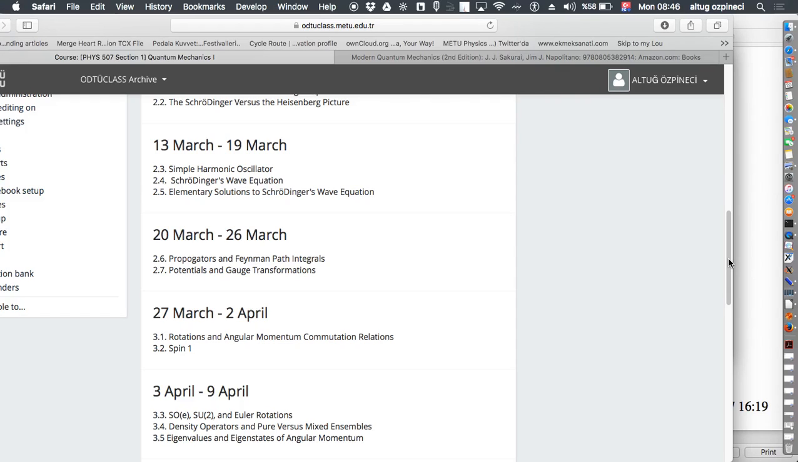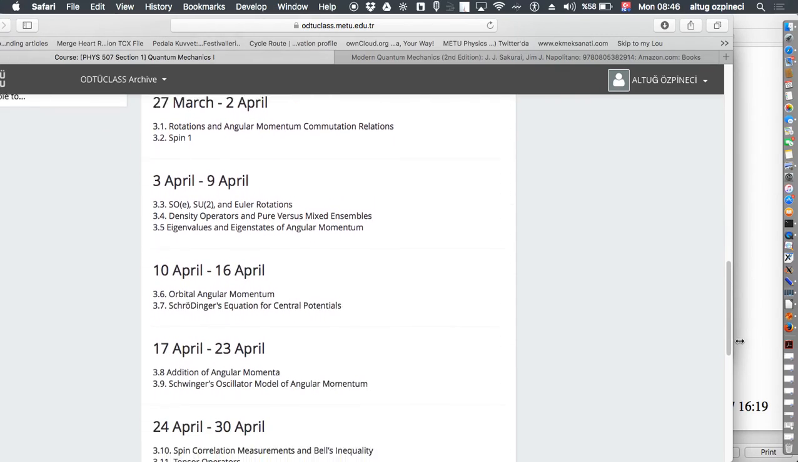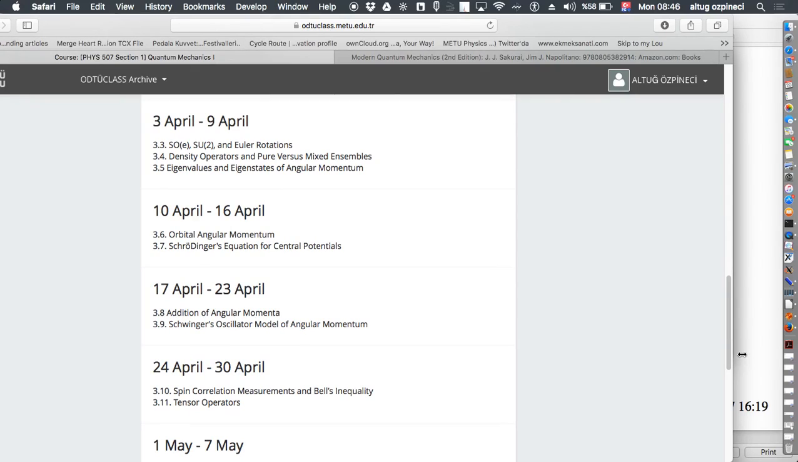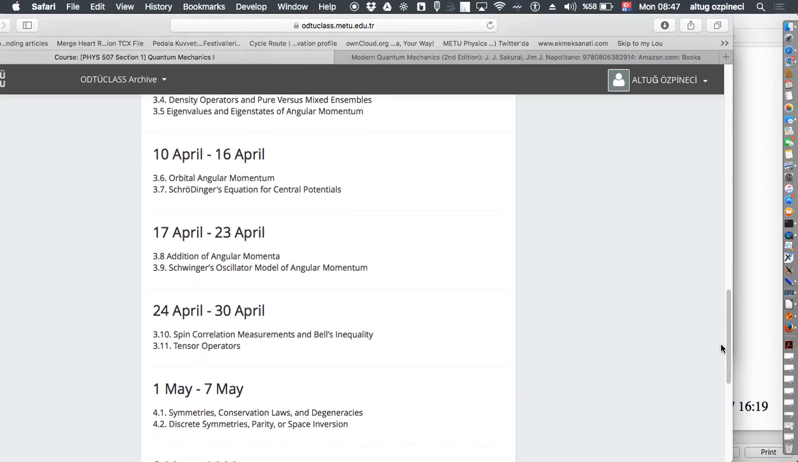And then there's the chapter on rotations, angular momentum, addition of angular momentum, etc. This is probably the most difficult chapter of this book. Even many years from now, we will have problems with angular momentum, that I can guarantee you. I still have problems with angular momentum, to be honest. It's one of the most difficult topics in quantum physics.